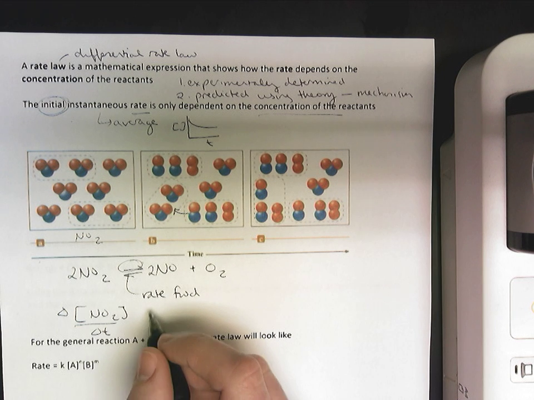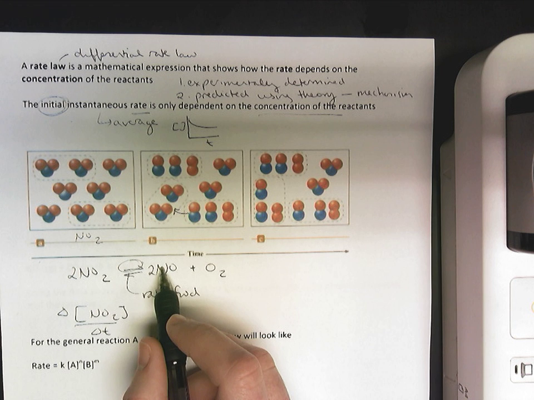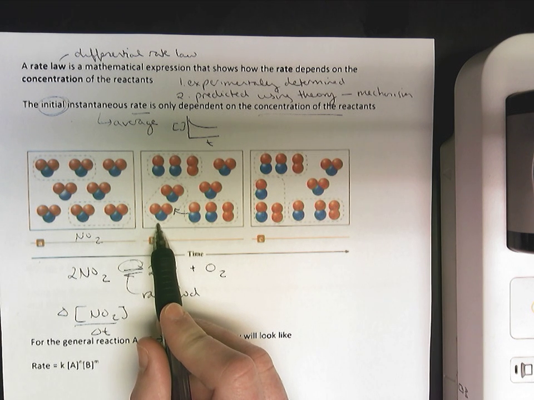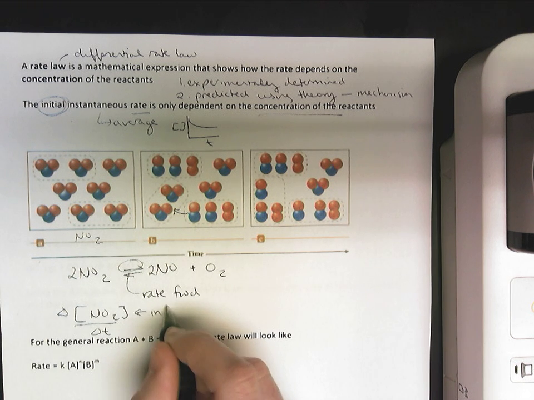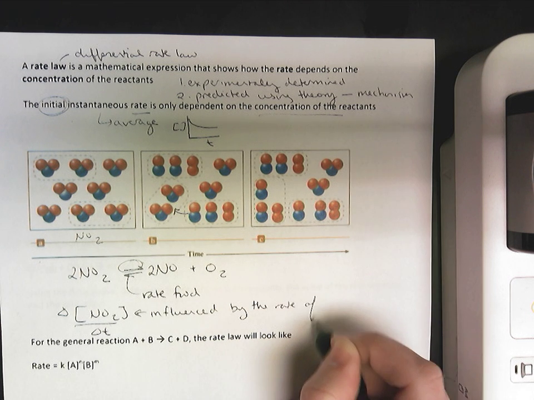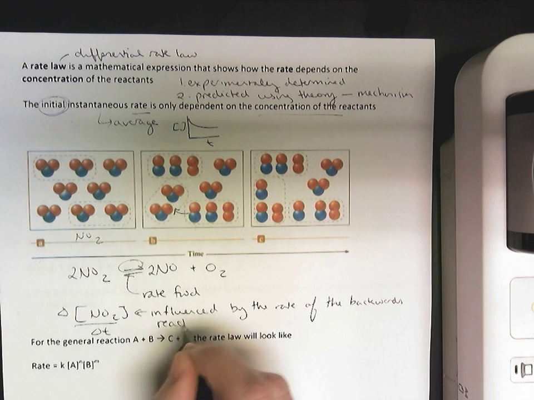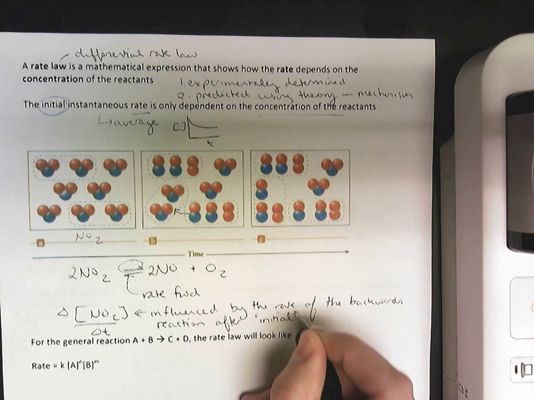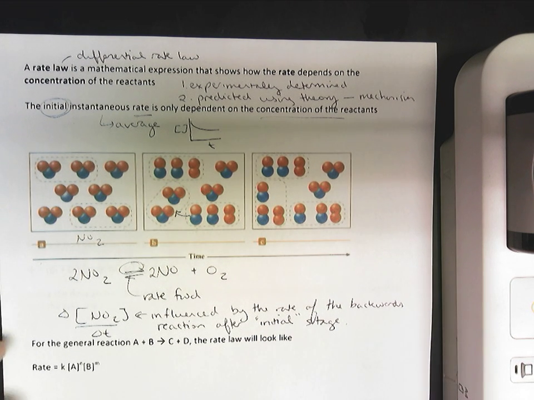So if I'm measuring the change in concentration of NO2 over time, what I may end up seeing is that some NO2 is being converted, and that's what I think I'm measuring. I'm measuring the rate at which NO2 is disappearing. But at the same time, there should be some backwards reaction after the first moments of the reaction. And so the concentration of NO2 is also influenced by the rate of the backwards reaction, right? Some of it will be being formed again. Which is why we always want to measure the initial rate to determine the differential rate law.